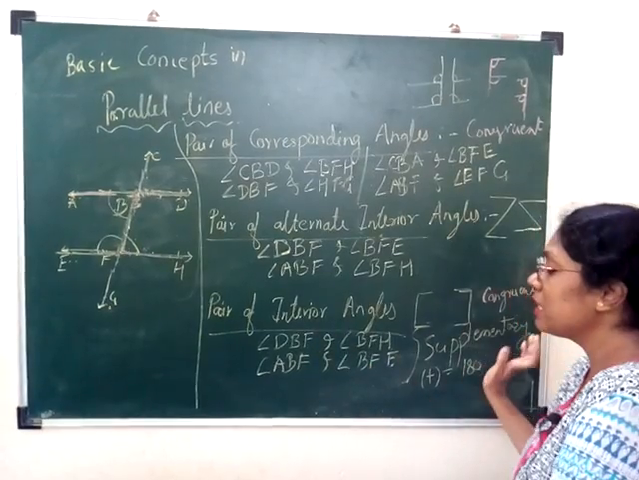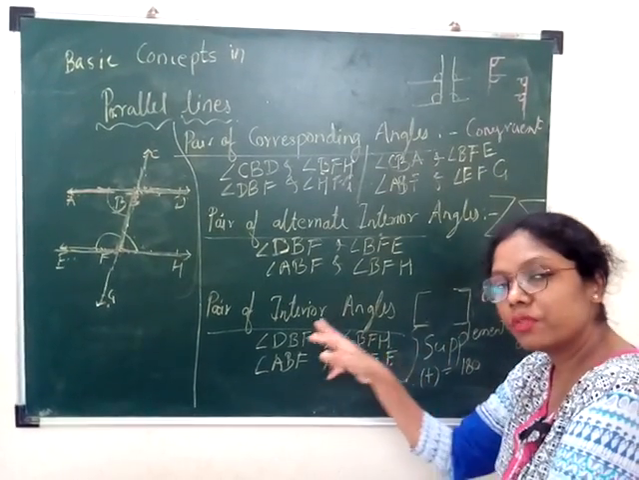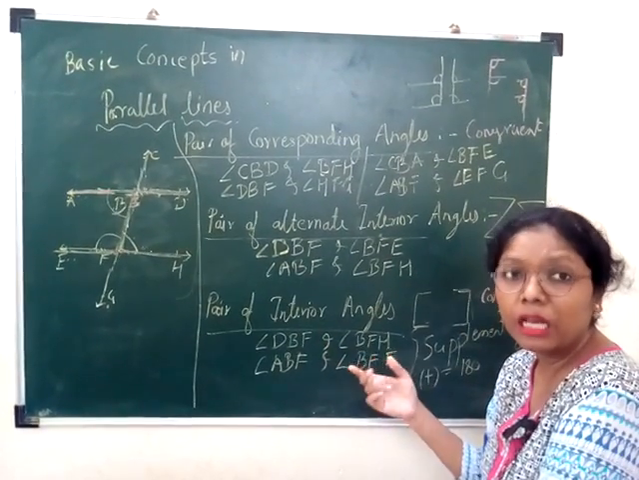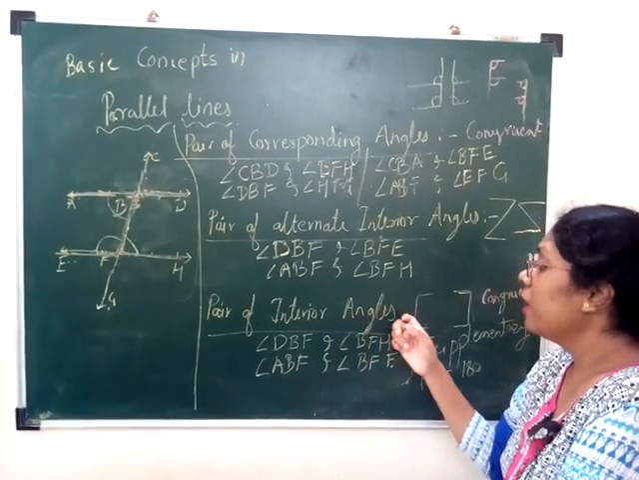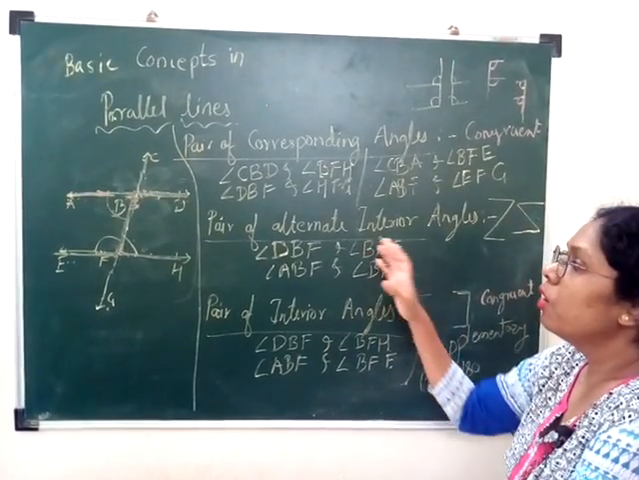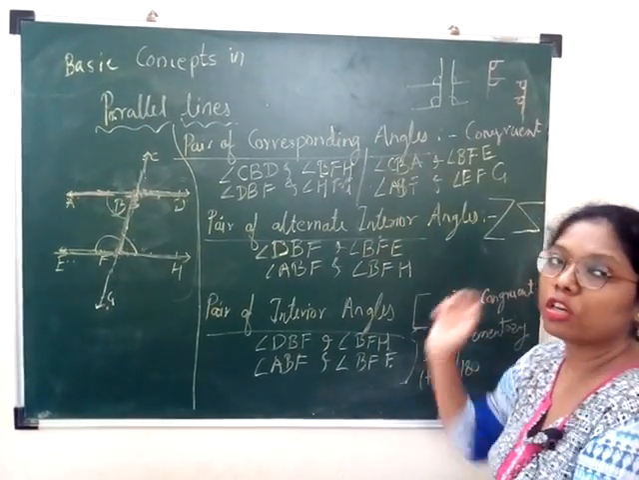And what are supplementary angles? That is, the sum of these two angles will be 180. This is called the interior angles theorem, alternate angles theorem and corresponding angles theorem.